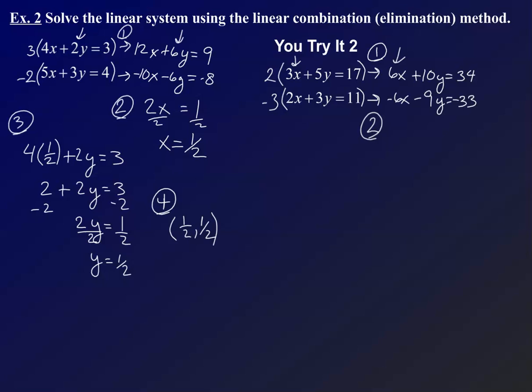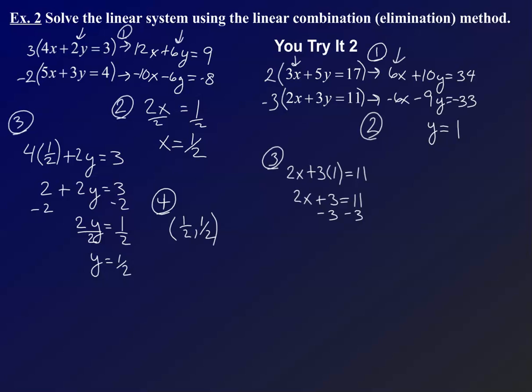The x's cancel. 10y minus 9y is y. 34 minus 33 is 1. And I don't have to do any more work for that one. So then we're going to go ahead to step 3 and plug in that 1 into the second equation, again because it's smaller numbers. So 2x plus 3 times 1 equals 11. 2x plus 3 equals 11.